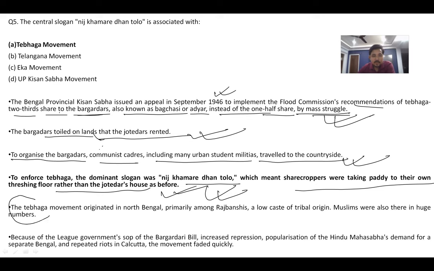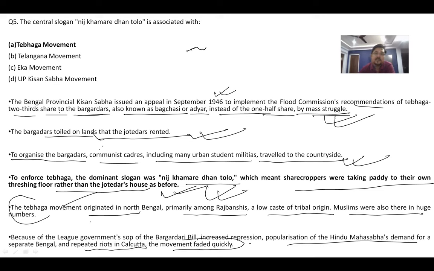The Tebhaga movement originated in North Bengal, primarily among the Rajbanshis, a low caste of tribal origin. Muslims were also there in huge numbers. Because of the League government's sop in the Bargadari Bill, increased repression, popularization of the Hindu Mahasabha's demand for a separate Bengal, and repeated riots in Calcutta, the movement faded quickly. So these are the facts about the Tebhaga movement.